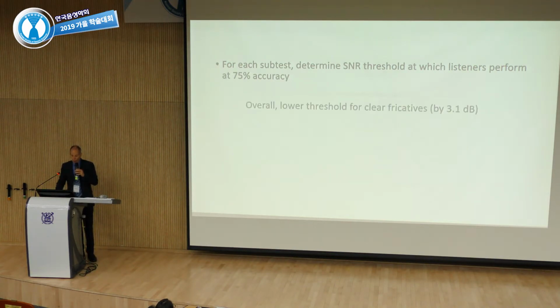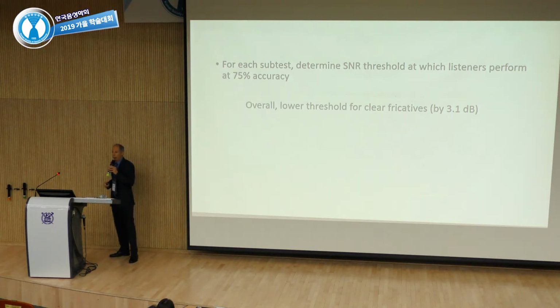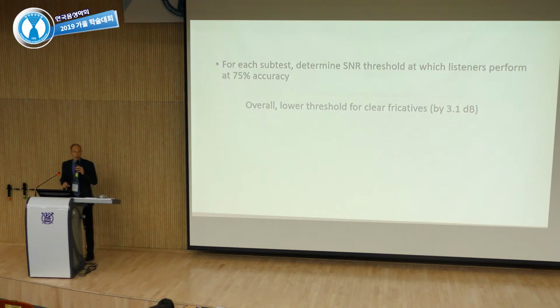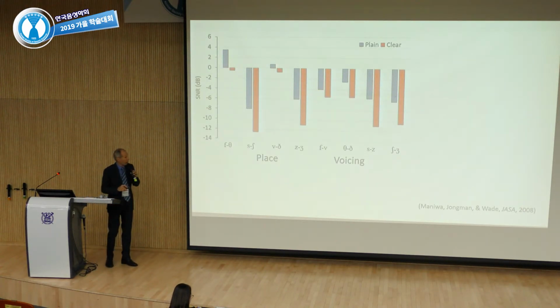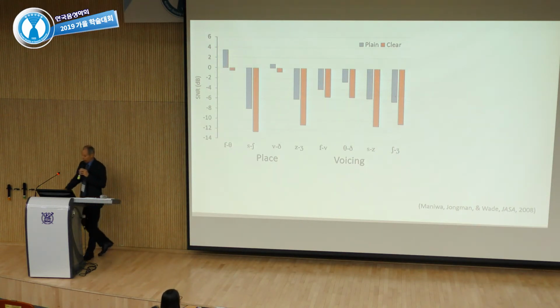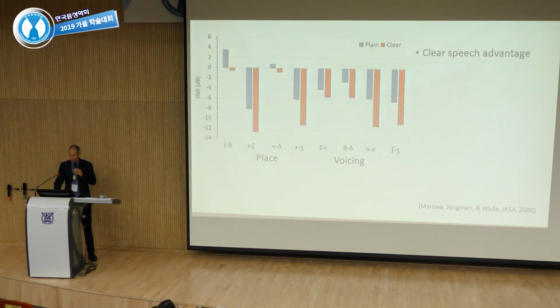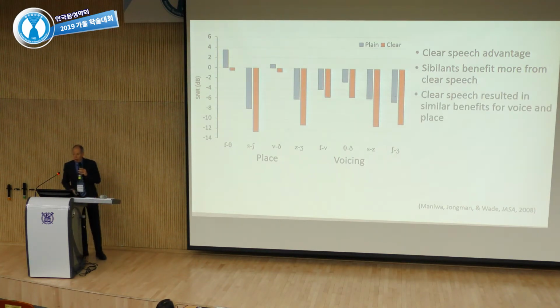What we find overall is that we get a lower threshold for clear fricatives. So we pull that speech intelligibility enhancement out. People do better by about 3 decibels on clear fricatives than on plain fricatives. When we look at that in more detail, looking at different pairings, we have here a number of place pairings first, and then a number of voice pairings second. We do find the clear fricative benefit across, so there's no doubt about that. Overall, we find that sibilants benefit more from clear speech than non-sibilants, and we also find that clear speech gave us similar benefits both for place distinctions and for voicing distinctions.